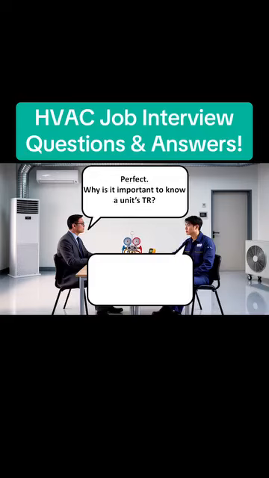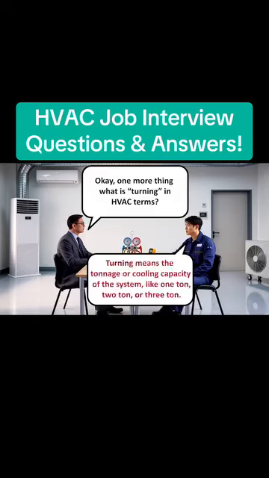Why is it important to know a unit's TR? To make sure we install the right unit according to the cooling load of the space. Too small won't cool properly. Too big wastes energy. Okay, one more thing. What is turning in HVAC terms? Turning means the tonnage or cooling capacity of the system, like 1 ton, 2 ton, or 3 ton.